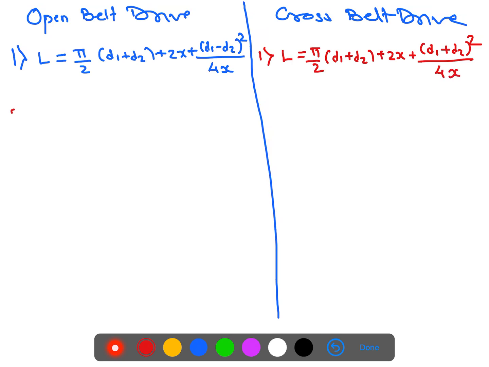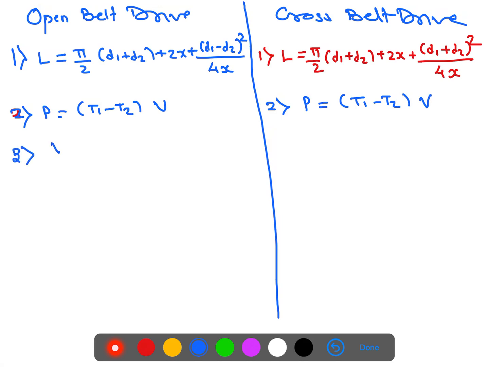Similarly, the second expression which we have seen is the power transmitted by the belt drive, and this is given as P is equal to (T1 minus T2) into V. For the cross belt drive, this expression remains the same, that is P is equal to (T1 minus T2) into velocity V. We know velocity V is equal to pi dN by 60, and for the cross belt drive it is the same, pi dN by 60.